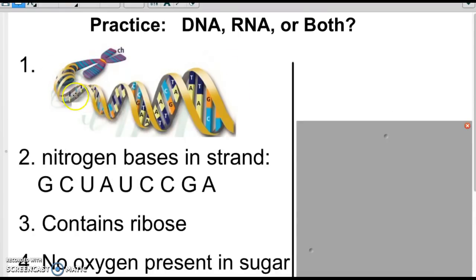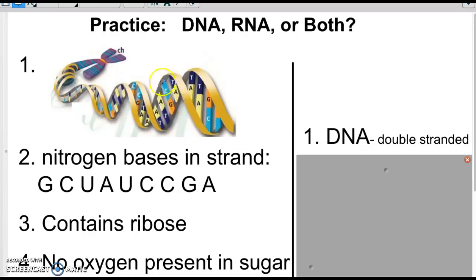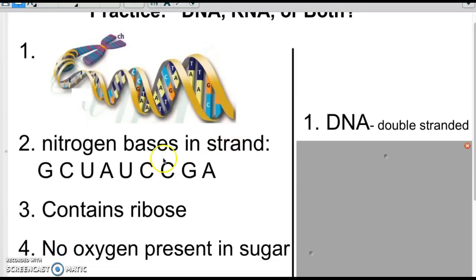So let's practice a little bit. What is picture number one? Is it RNA or DNA or both? This is DNA, and you know because it's double-stranded. And there are T's. You can see thymines, nitrogen bases in a strand.